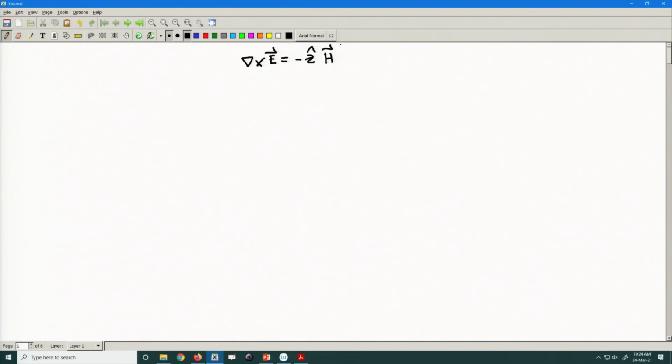So, curl of E is equal to minus z cap H and curl of H equal to y cap E. So, there are no sources in this equation. Let us call this equation 1.